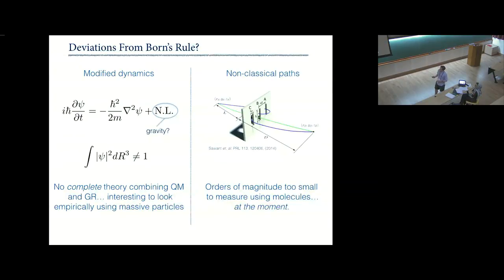One interesting thing for using matter waves instead of light waves in these experiments is that, of course, they couple very strongly to gravity. And at the moment, we don't have a complete theory combining quantum mechanics and gravity. So it's interesting to look empirically at these sorts of systems. In addition to that, there's the case of these non-classical paths, curved trajectories of particles as they pass through some sort of slit experiment. Unfortunately, as you'll see at the end of this talk, the sensitivity that we realize in our experiment is a few orders of magnitude away from being able to realize this in our setup.